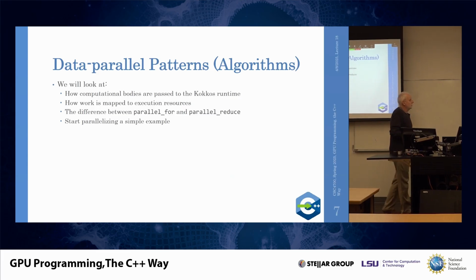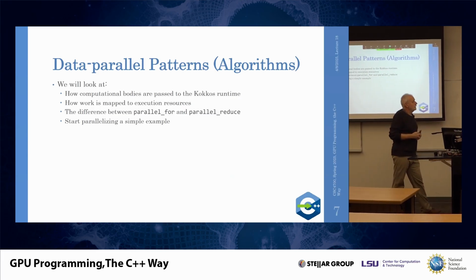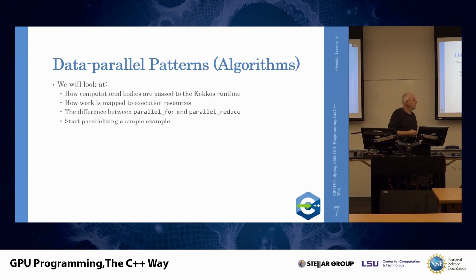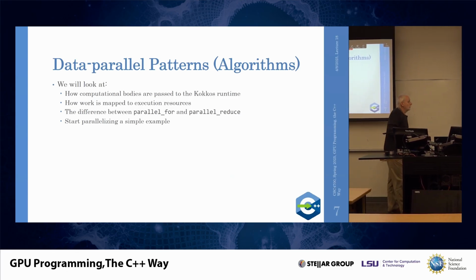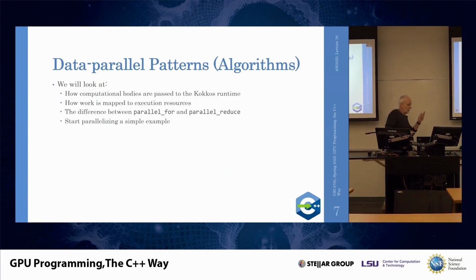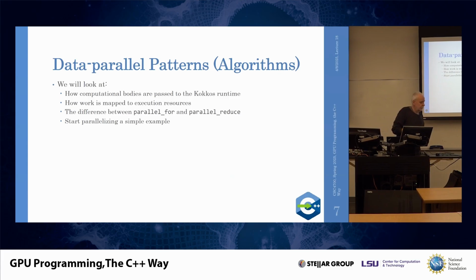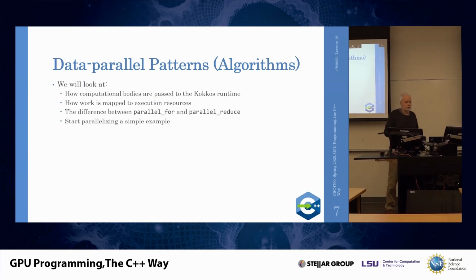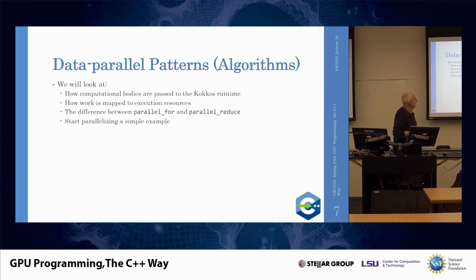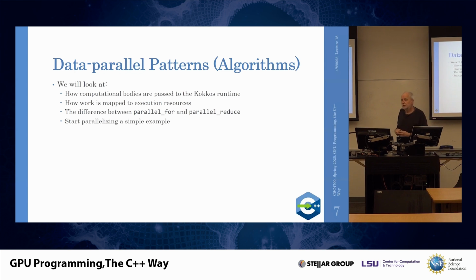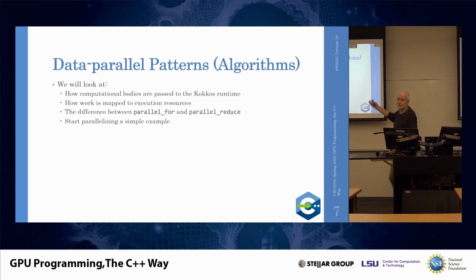So what we will look at today is how the computational bodies or kernels are passed to the Kokkos runtime, how the work is mapped to execution resources. We will look at some examples demonstrating parallel for and parallel reduce, and we will do that using a simple example. One word of caution: the Kokkos people use the word parallel patterns.